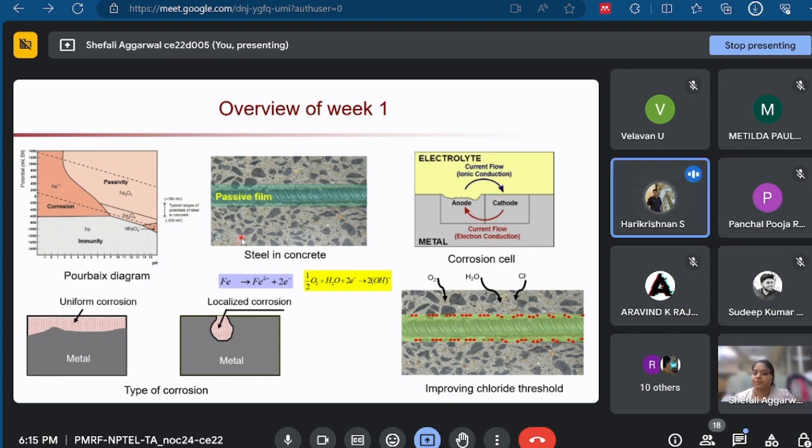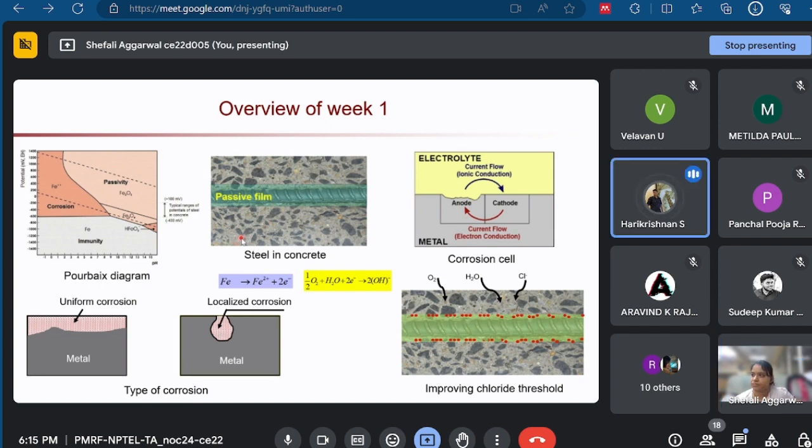Just one thing: what are inhibitors? Inhibitors are simple chemicals which we add into concrete. Like you might have studied about superplasticizer, right? Superplasticizers are chemicals we add to enhance the properties of concrete. In the same way, we add some chemicals which will enhance the passive layer. So they are called corrosion inhibitors.